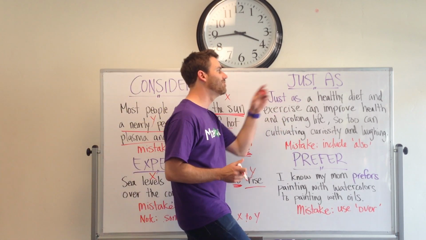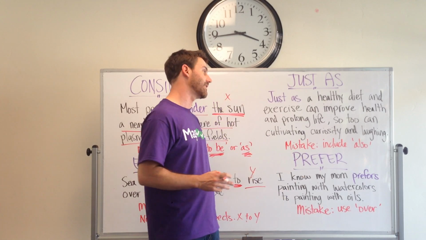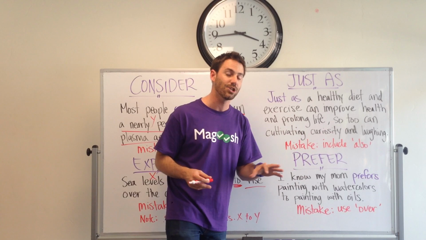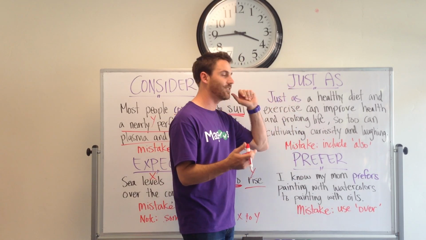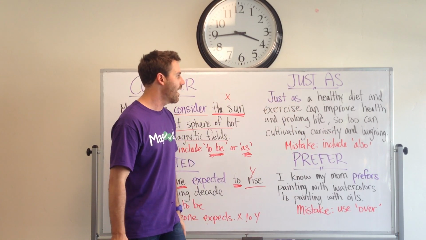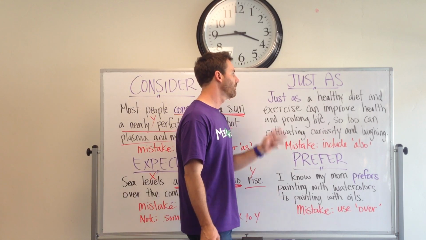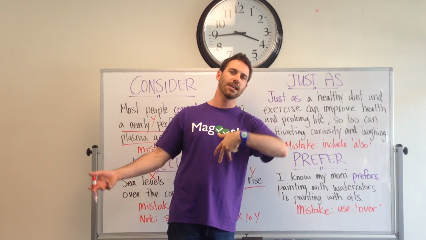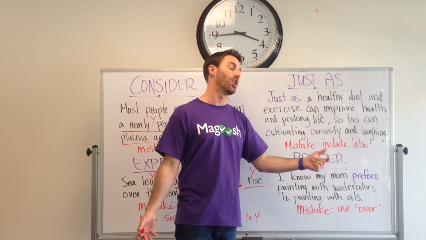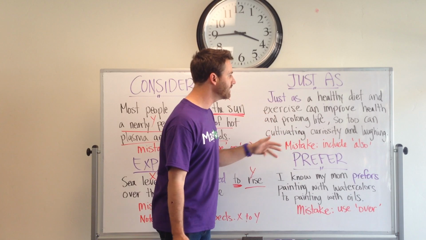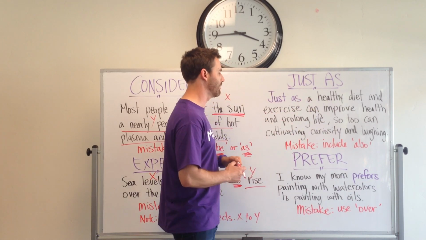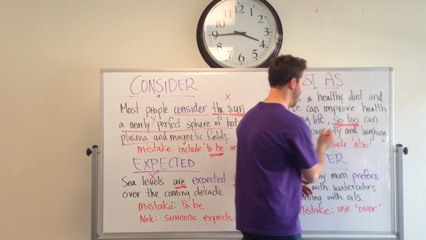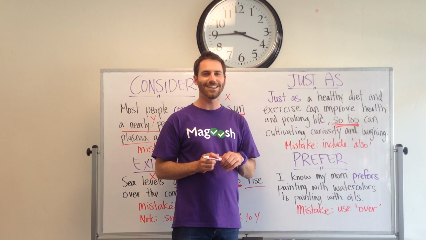All right, next we have just as. This is a fun sentence structure. If you're looking for ways to add variety to your sentence structures, try starting your sentence with just as in your essay. But on the test, you want to look out for just as, because there is a specific way that you want to end this, just like not only needs to be complemented with but also. So just as a healthy diet and exercise can improve health and prolong life, so too can cultivating curiosity and laughing.